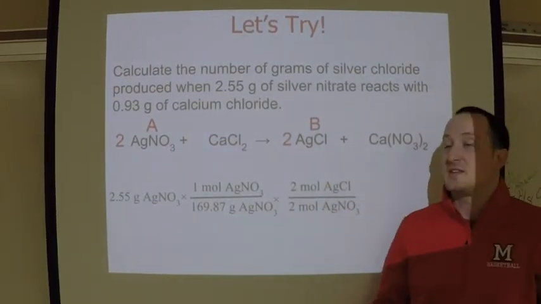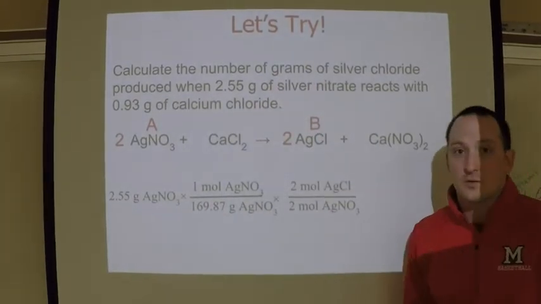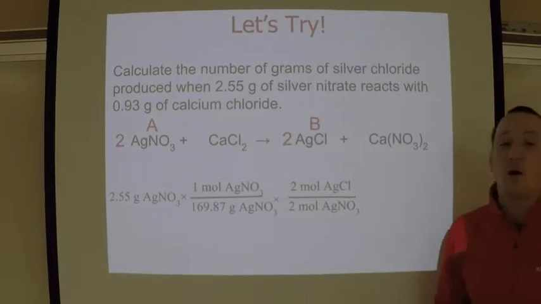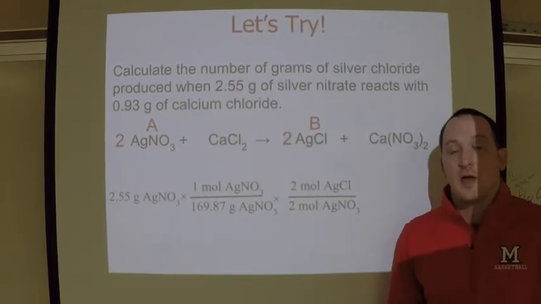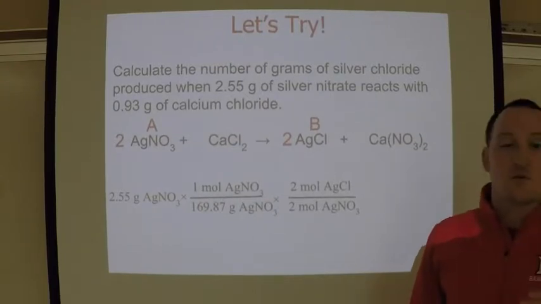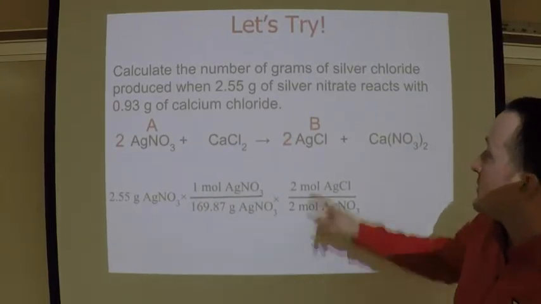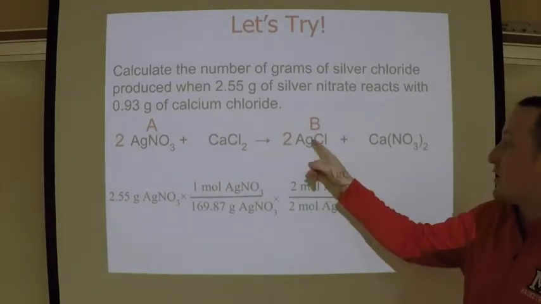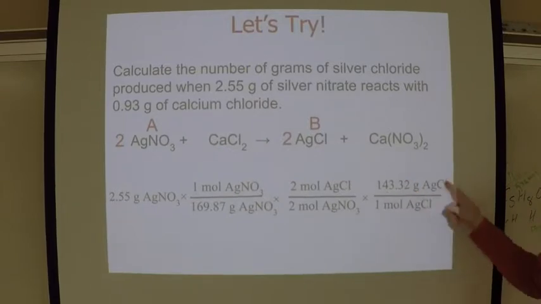Next step is, because it says calculate the number of grams of silver chloride, now I need to change from moles of B to grams of B. How I change from moles to grams is by multiplying by the molar mass of substance B. Substance B is silver chloride. So I need to find its molar mass, and I'm going to multiply by it. So I multiply by the molar mass of silver chloride.